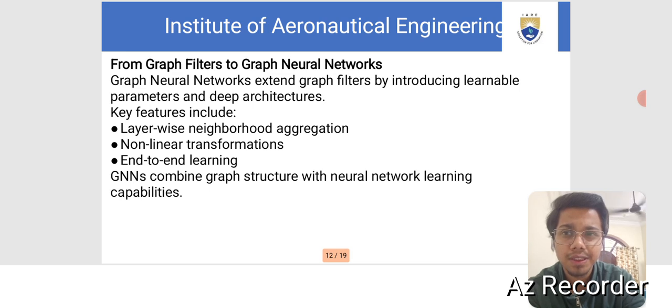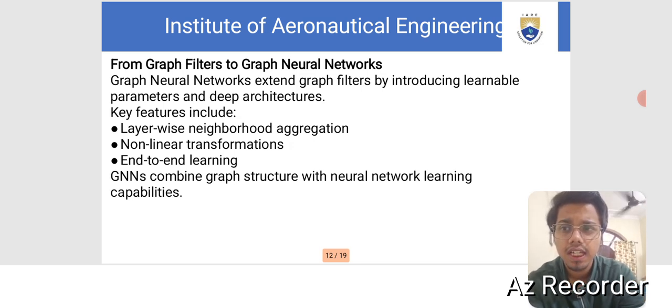From graph filters to graph neural networks. Graph neural networks extend graph filters by introducing learnable parameters and deep architecture. Key features include layer-wise neighborhood aggregation, nonlinear transformation, and end-to-end learning. GNNs combine graph structure with neural network learning capabilities.